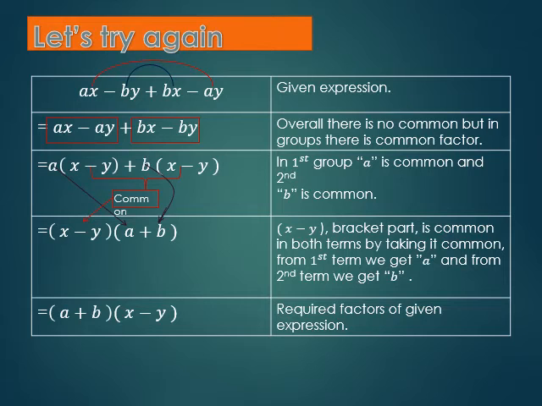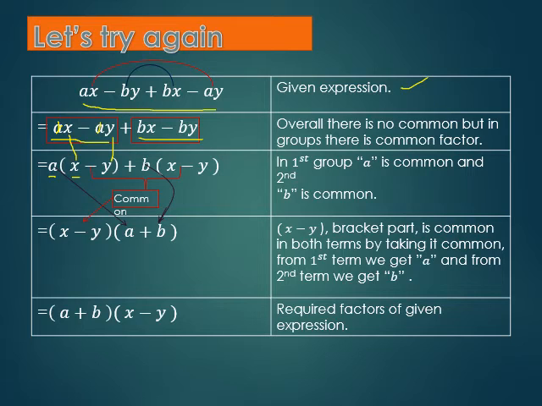Another expression. We are given ax minus by plus bx minus ay. This is the given expression. Observe there is no common overall. If we arrange this expression in two groups, the first group ax minus ay, the second group bx minus by. Now from the first group, a is common, so take a common. From this we get x and minus y. This is the first factor.